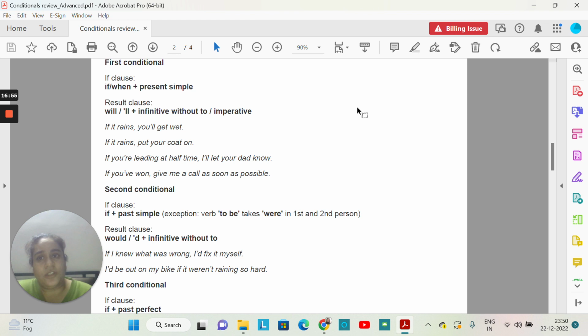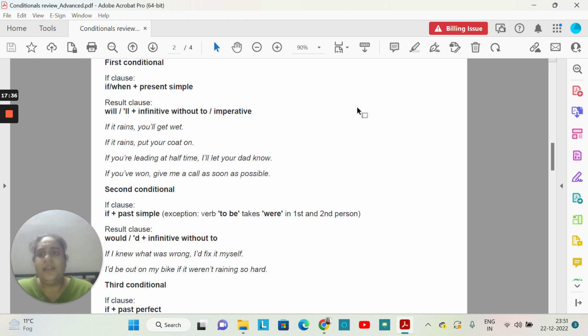For the if clause or the conditional clause, if or when you can use plus simple present tense. The result will be will, or you can use a contraction, will not, also negative, plus infinitive without to or imperative. That means you will just use the infinitive form of the verb. That's it. You will not write will to dance, will to sleep. There's no such grammar like that. Will sleep, will dance. Something like that you'll frame. Always, that's a rule of modals. Whenever you're framing a sentence with modals, after a modal will always come the infinitive form or the base form of the verb, but you will never have a to.